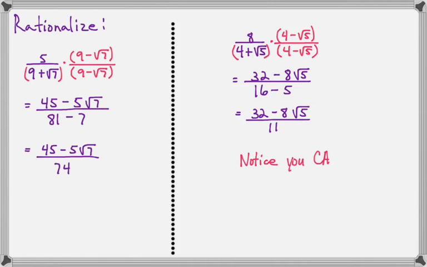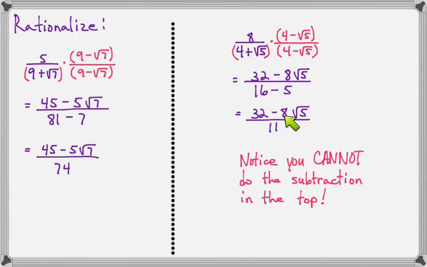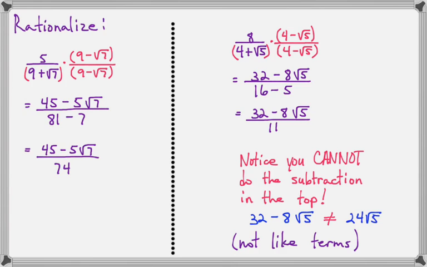But just as a reminder, again, you cannot do this subtraction here, this 32 minus 8, and get 24 square root of 5, because this 8 is attached to this square root of 5. So you cannot treat this like subtraction first and then multiplication. Remember, multiplication always comes first before subtraction. So another way to think of it is that these are not like terms. The 8 square root of 5 is a different type of term from the 32.